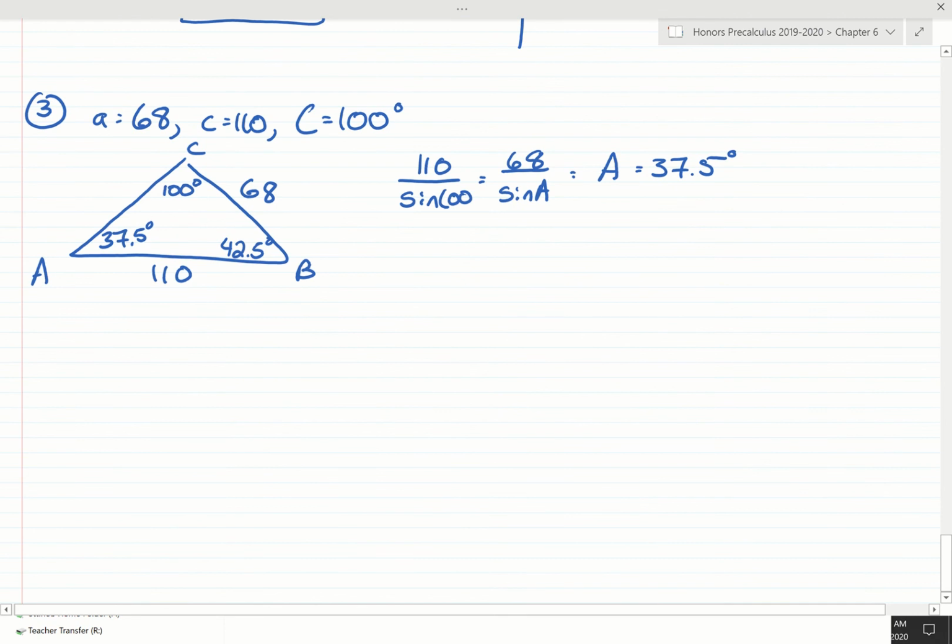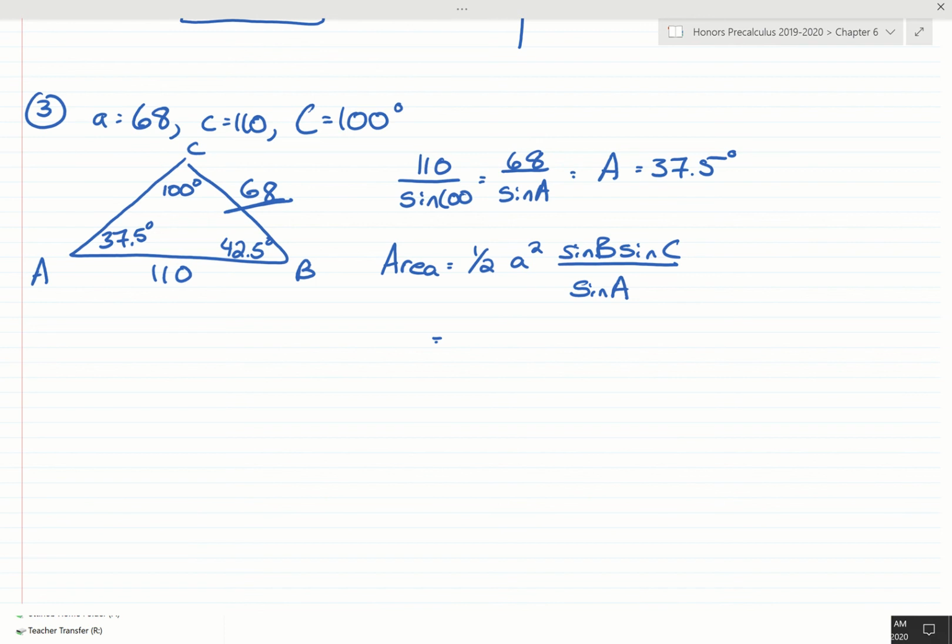Well, now we have a few different options. We can get the other side and use Heron's formula. We could use the angle side formula, and that's what I'm going to do. So I'm going to pick side A. So my area is going to equal 1/2 side A squared with sine of A on the bottom. And I'm going to do sine of B on top times sine of C. That's what the formula is. So I'm going to type into my calculator 0.5 times 68 squared times the sine of 42.5 times the sine of 100 divided by the sine of 37.5. My calculator is telling me that that's 26.8 square units.